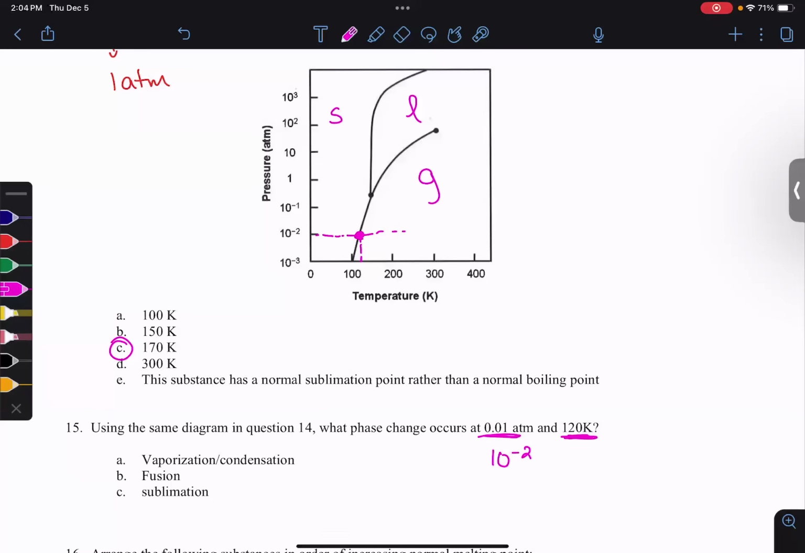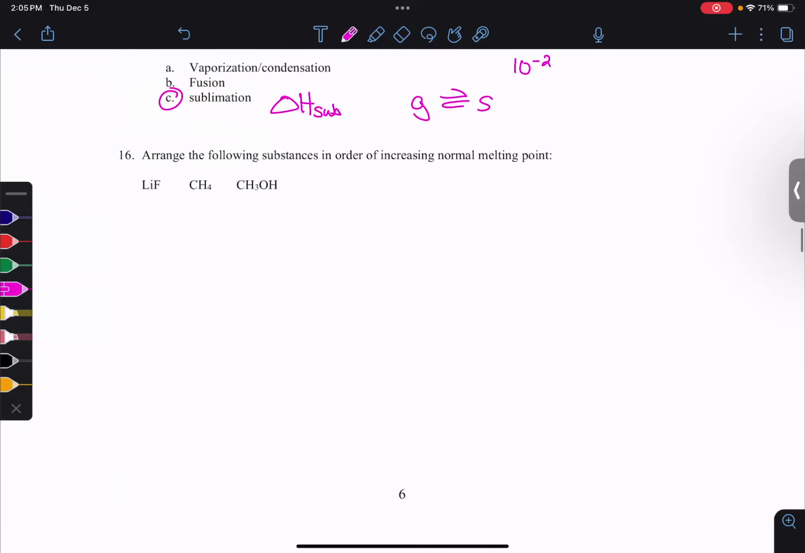So what phase change is that? Sublimation, right? So if we were at this temperature and pressure, we could calculate delta H of sublimation. That is where your gas and your solid are at equilibrium, and you can calculate that enthalpy term.